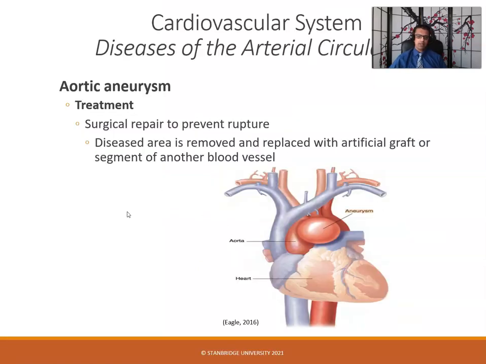So an aortic aneurysm, there's an aortic aneurysm right here. How do you treat it? Surgical repair to prevent the rupture. Diseased areas are removed and replaced with an artificial graft or a segment of another blood vessel.